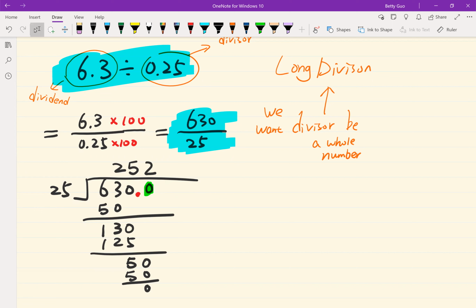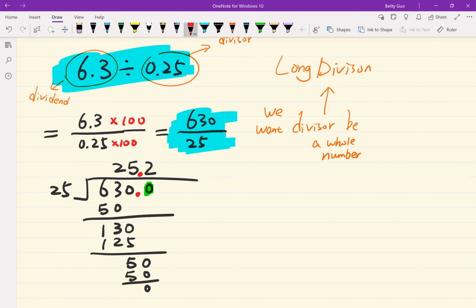And now let's see what's the quotient. We are looking for the quotient of 630 and 25, right? Where is the quotient? You're going to find the quotient on top of the division symbol, 252. But the answer is not 252. The answer is 25.2. You have to place the decimal point between 5 and 2.